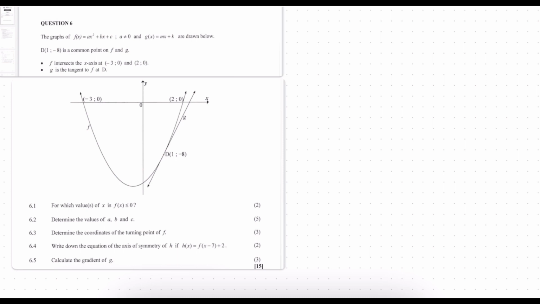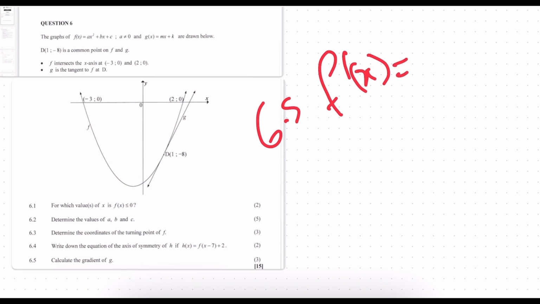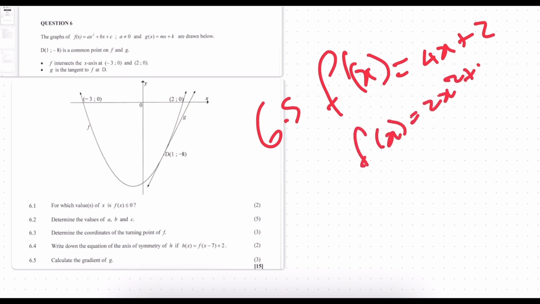Okay, and then now calculate the gradient of g. How do you determine the gradient of g? It's simple. 6.5. We've solved this before even knowing that they'll ask us this question. You determine the gradient of this graph at any point by taking the derivative. And the derivative will be 4x plus 2, right? Because it is literally derived from f at x equals x squared plus bx plus c, and now we have our value of b. It will be 2x minus 12.